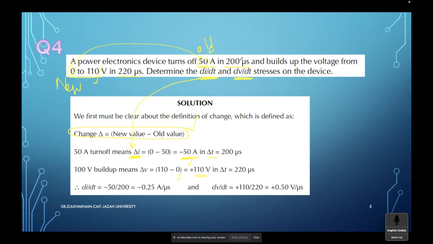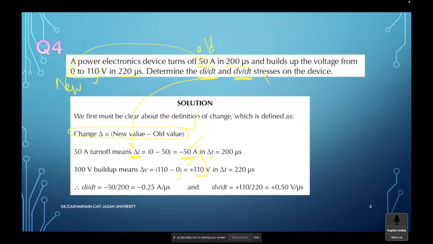The 220 microseconds is already given, so this is not part of the answer. Only up to this point is what it asks: determine the change in current and change in voltage. So the change in current is minus 50 amperes, and the change in voltage is 110.